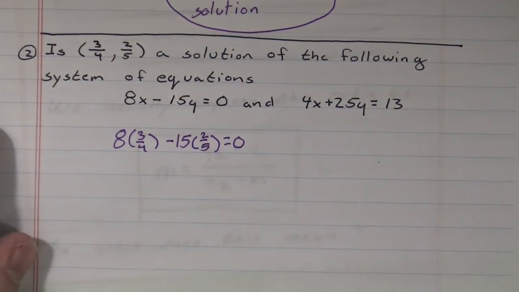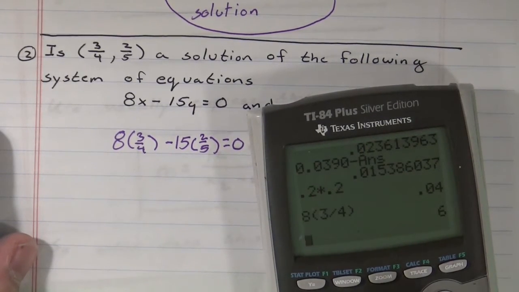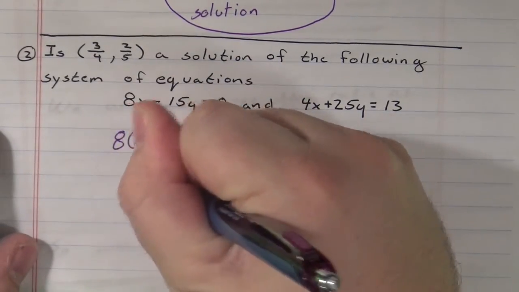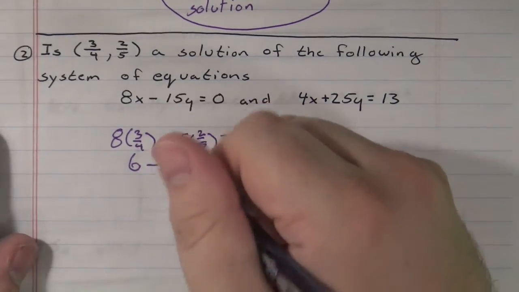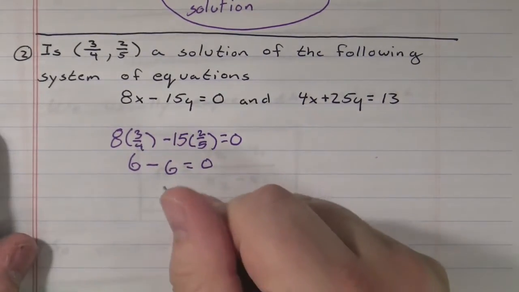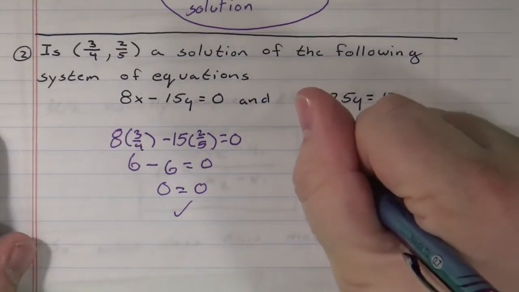Alright, and because I'm lazy and I just don't want to worry with fractions, I'm going to go ahead and use my handy dandy calculator. I'm going to say 8 times, and always be smarter than your calculator. When you put fractions in, remember to use your parentheses. So 8 times 3/4 is 6. And I probably could have done that in my head, to be honest with you, but I'm being lazy right now. And let's find out what 15 times 2/5 is. That gives me 6 equals 0, and 0 equals 0. So this equation checks.